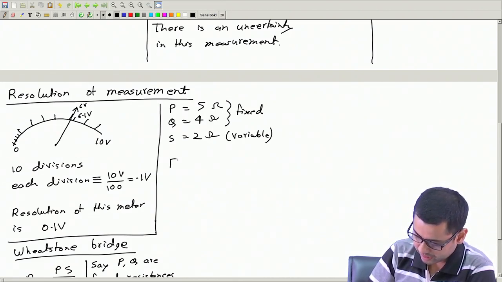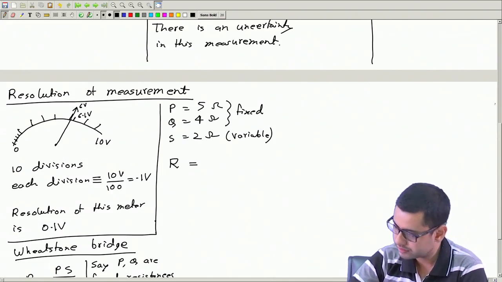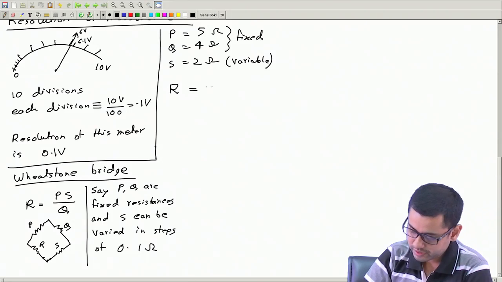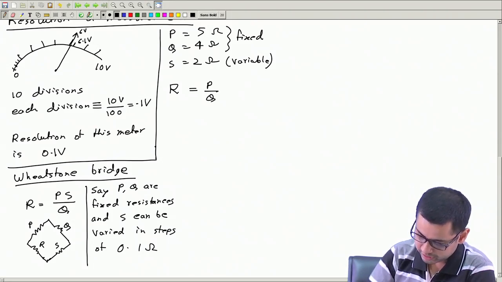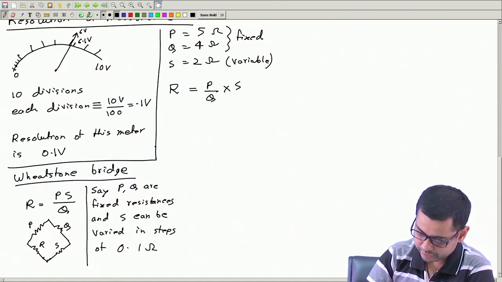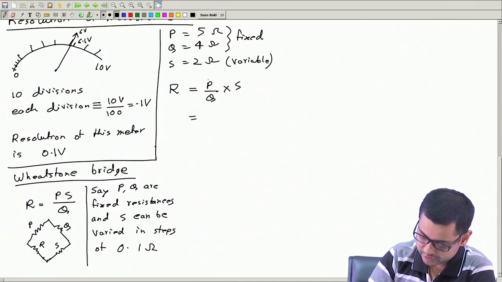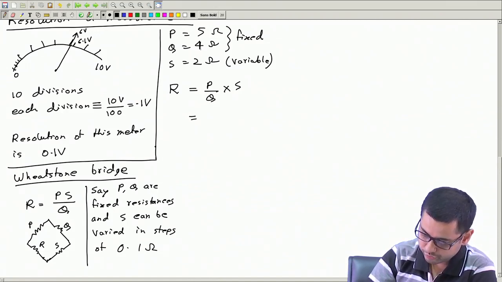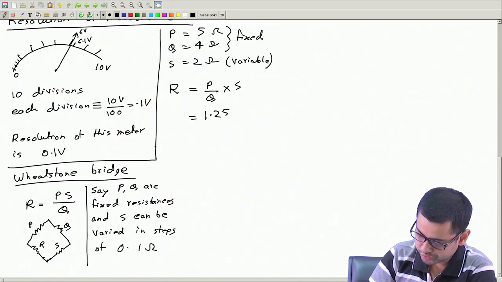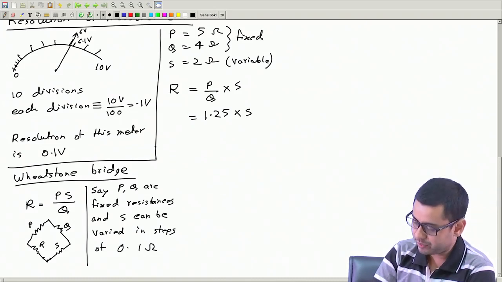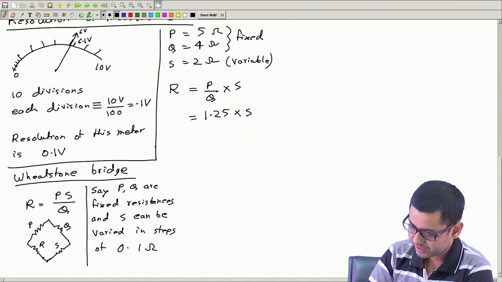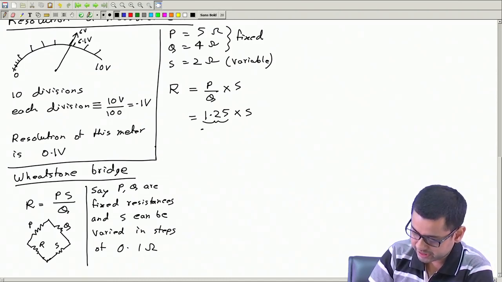And then R is given by P by Q multiplied by S. Now, P is a fixed number, Q is a fixed number, so this is a fixed number. Therefore, we can write this P by Q, which is 5 by 4. So, that means this is 1.25 multiplied by S, and this is constant, fixed, and S is variable in steps of 0.1 ohm.